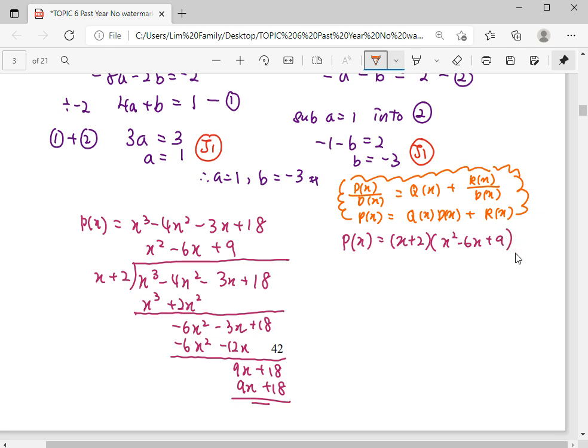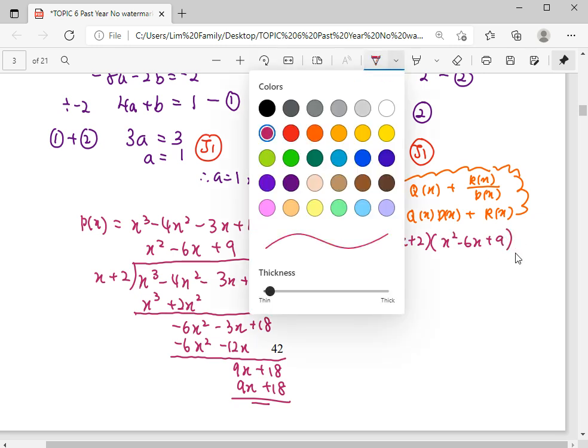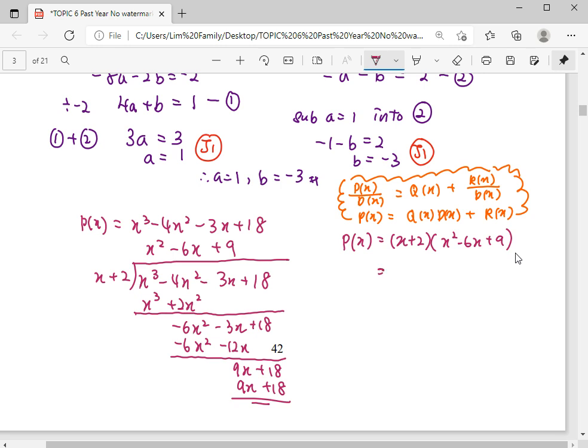For the quadratic, we can factorize it using the calculator. You can press your calculator to find the factor for this quadratic. We can use a equals 1, b equals negative 6, c equals 9. You will notice that we get one value only, 3. This means that these two factors are the same. So, factorize completely.